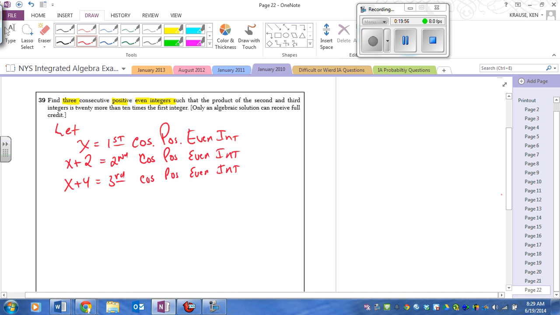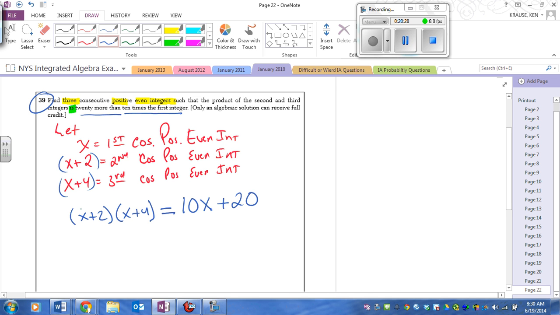So the product of the second and the third is, see this is word right here? Product of these two. Don't forget this is question number 39. Big problem. So x plus 2 times x plus 4 is equal to 20 more than 10 times the first. Well, 10 times the first is 10x, and then 20 more than that would be plus 20. Alright, I got to double distribute here.